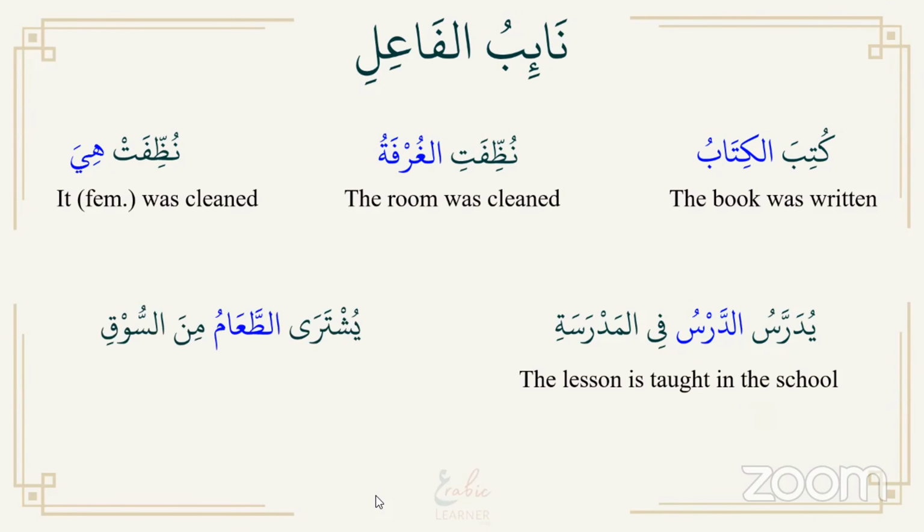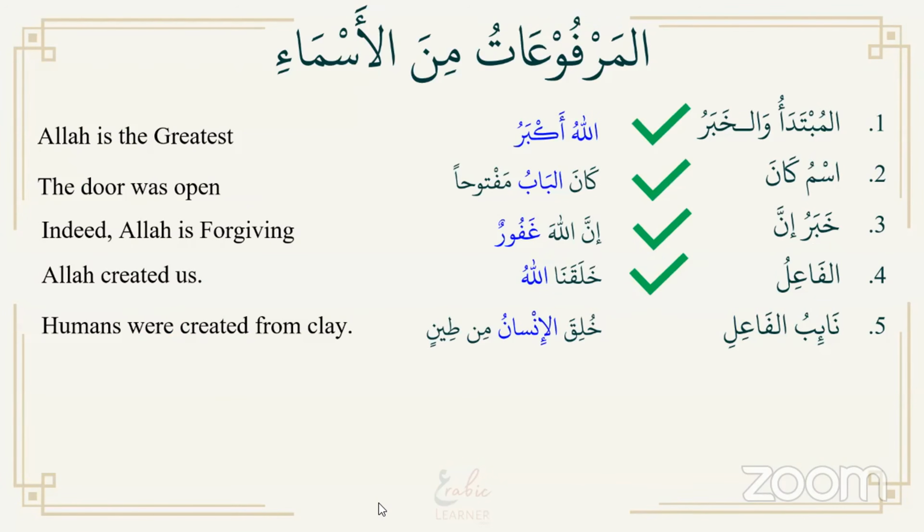Okay. يشترى الطعام من السوق. The food is bought from the market. What is bought? The food is bought. On which did the action take place? Who bought it is not mentioned here. The fa'il is unknown here. This is Naibul fa'il. So this is also marfu. Same thing in this example.